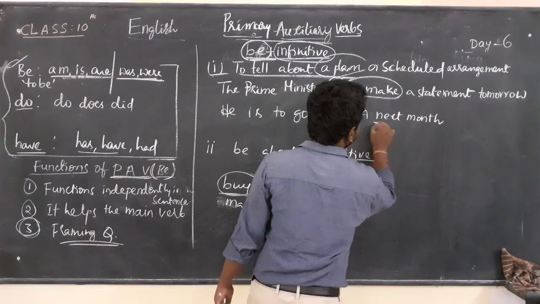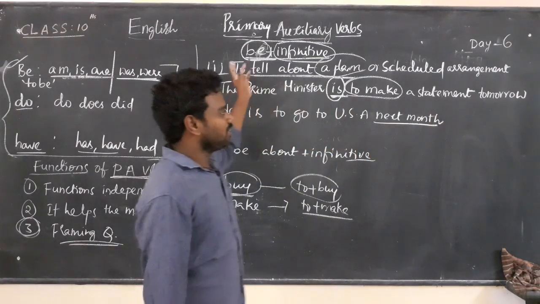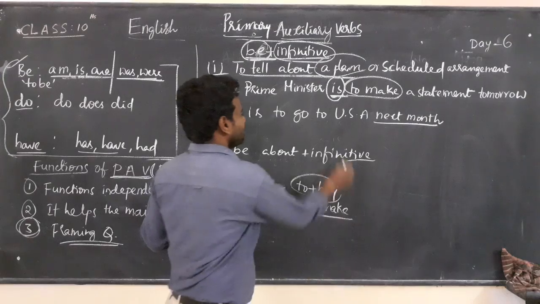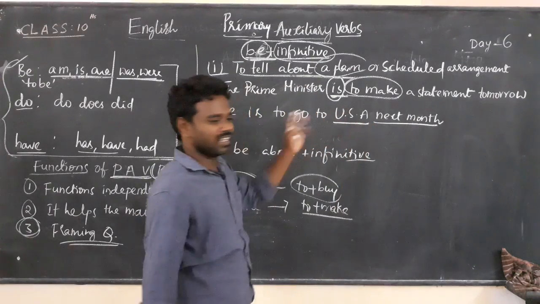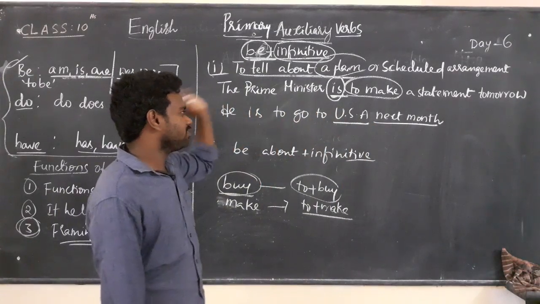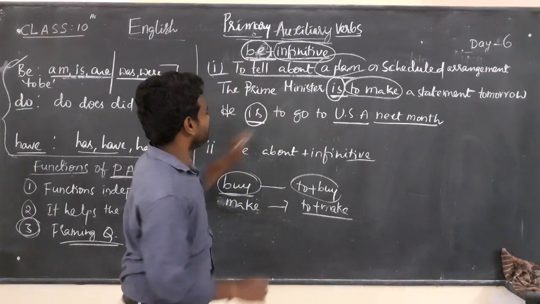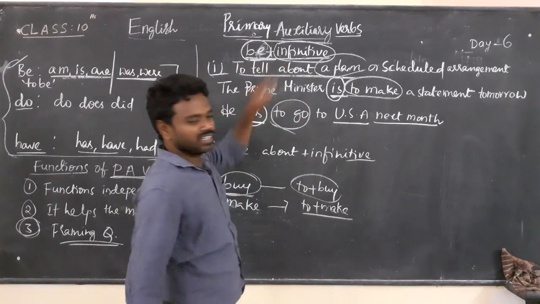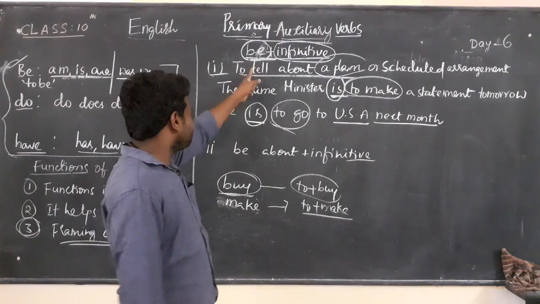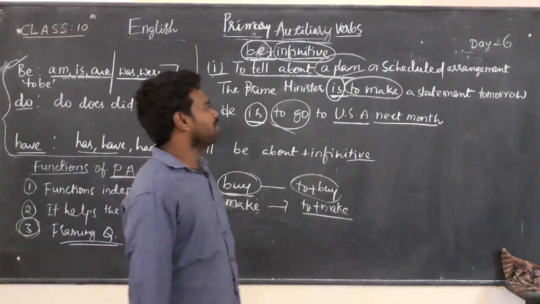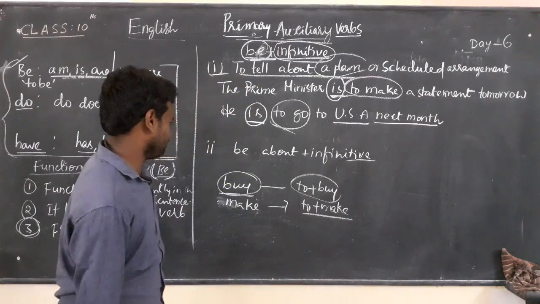So he already planned that next month he wants to go to the USA. It's a plan or a scheduled arrangement. Already it is scheduled, it was arranged. He is to go. Here "is" is the be form, and "to go" is the infinitive form. So that means be forms are used to tell about a plan or scheduled arrangement.